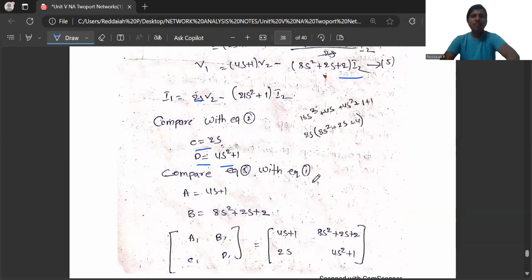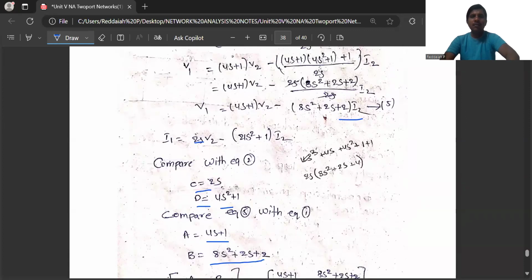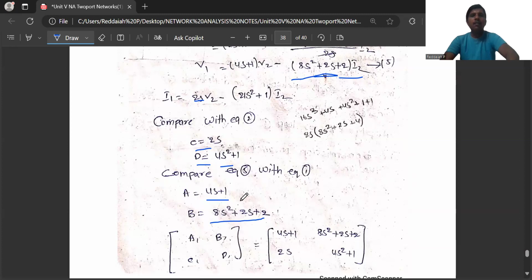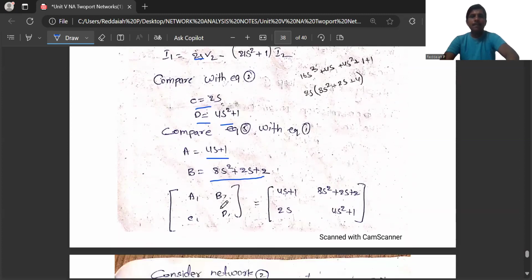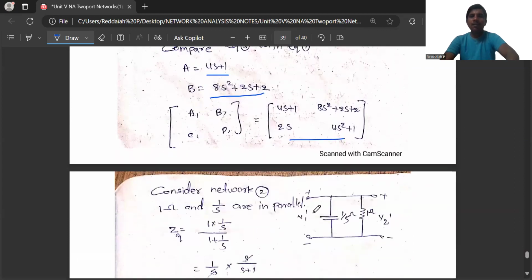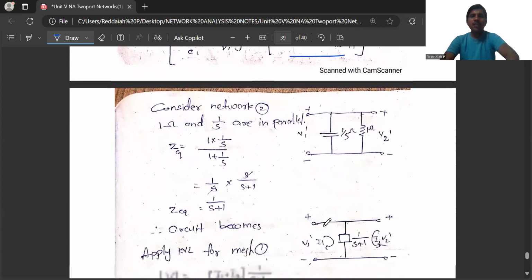Compare equation 5 with equation 1, A equals 4s plus 1, B equals 8s square plus 2s plus 2. Comparing equation 5 with 1, you will get the C and D parameters. Therefore, ABCD parameters you can calculate for network 1. For network 2 also we have to do the same thing.